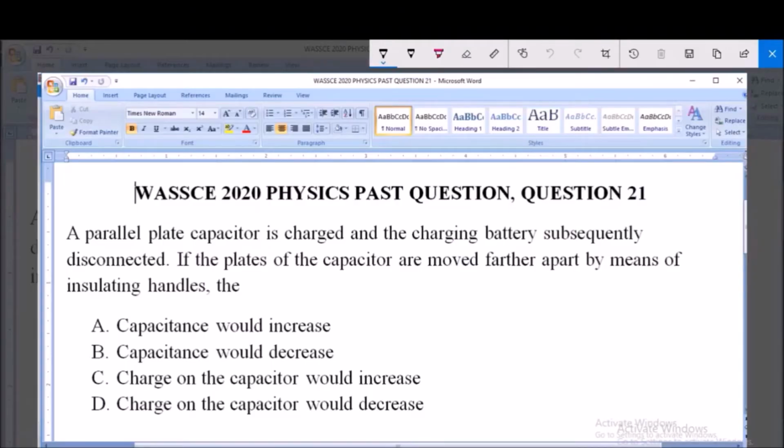Good day and welcome. I will be answering WAEC 2020 physics past question 21. A parallel plate capacitor is charged and the charging battery subsequently disconnected. If the plates of the capacitor are moved further apart by means of insulating handles, with no dielectric substance, then the dash: A, capacitance would increase. B, capacitance would decrease. C, charge on the capacitor would increase. And D, charge on the capacitor would decrease.